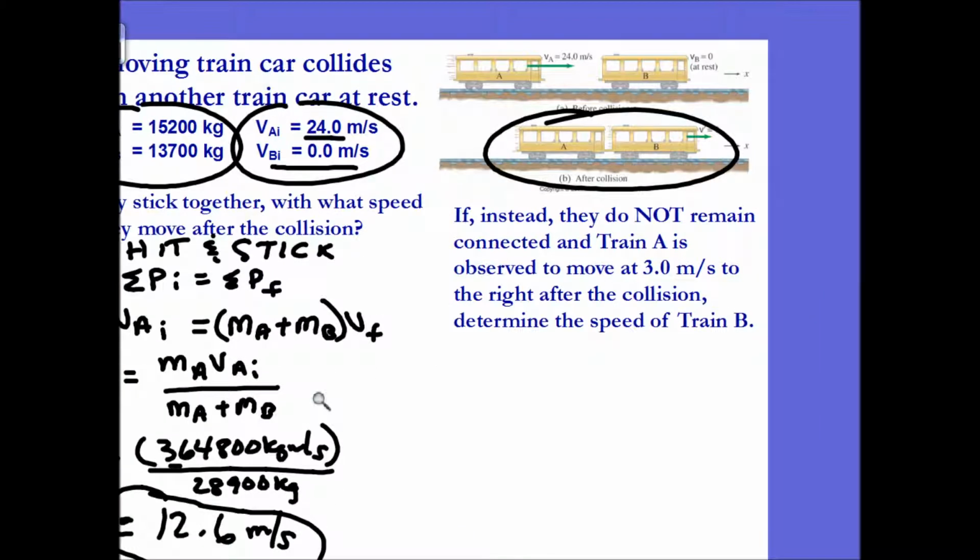Now here's an example. What if they don't stick together? What if instead they do not remain connected and train A is observed to move at 3 meters per second to the right after the collision? Determine the speed of train B. Well, this is a hit and rebound.